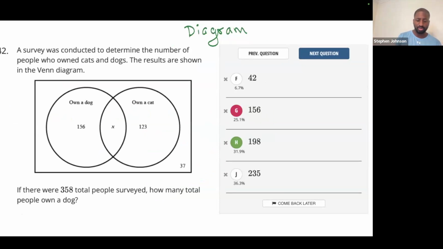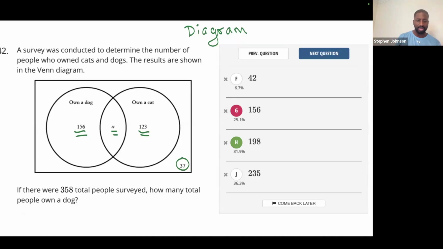So it looks like there are 123 people who own a cat. There are 156 people who own a dog. There are X number of people who own both. And there are 37 people who own neither, right? So there's 37 people who don't own a cat or a dog. X people own both cat and dog. And then 156 only dog and 123 only cat. All right, I think I understand what this Venn diagram is telling me. The question goes on to say, if there were 358 total people surveyed.